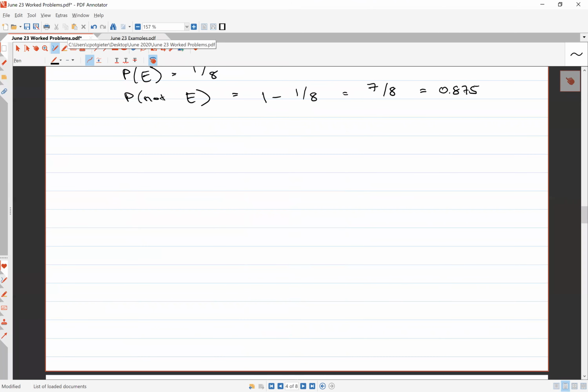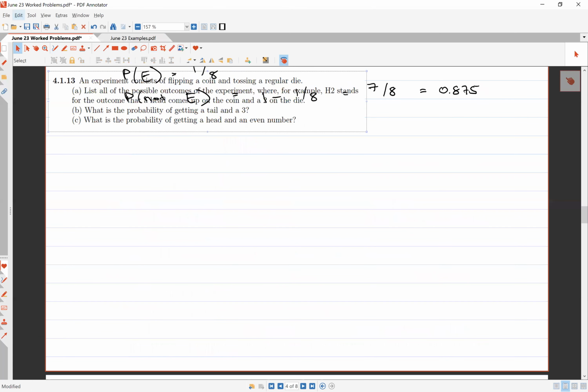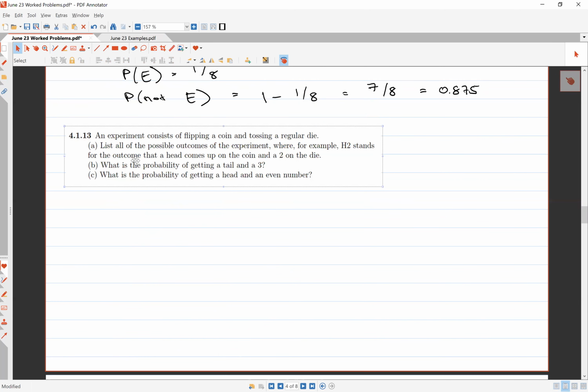Let's look at this next example. So here someone's doing an experiment, and the experiment consists of two parts. First, they flip a coin, and then they toss a regular die. And we are being asked firstly to list all the possible outcomes of this experiment. And it tells us what kind of notation we can use. For example, if we write H2, that means the coin landed heads, and then when we rolled the die, it rolled a 2.